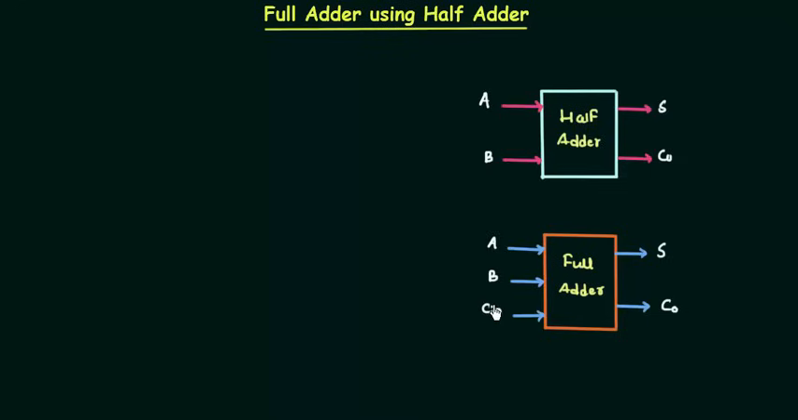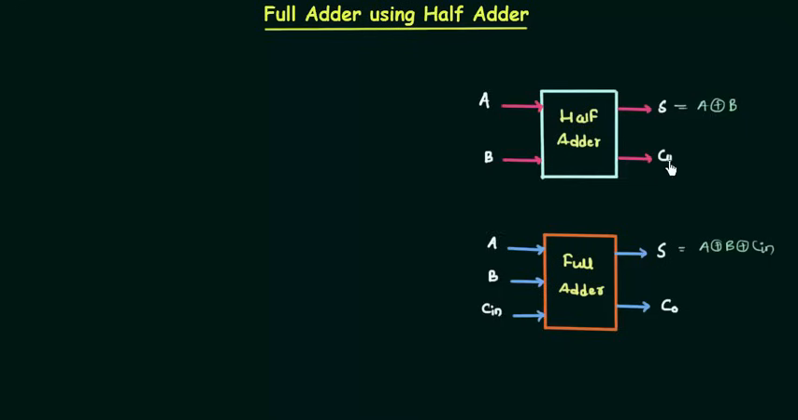So we have one more input along with the numbers that we want to add, that is Cin, representing the input carry from the previous sum. We have the sum and carry output. The output part remains the same for half and full adder. In case of half adder, the sum is given as A XOR B, and in case of full adder, the sum is given as A XOR B XOR Cin, the input carry from the previous sum.